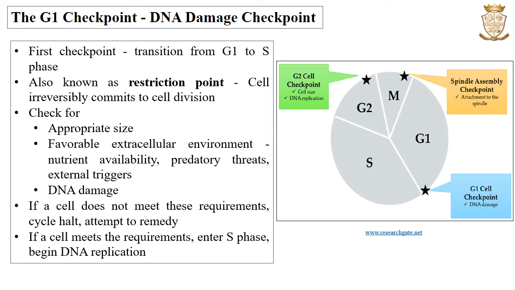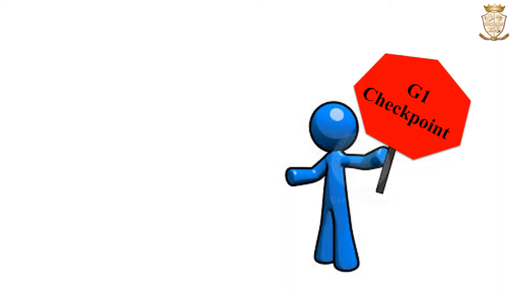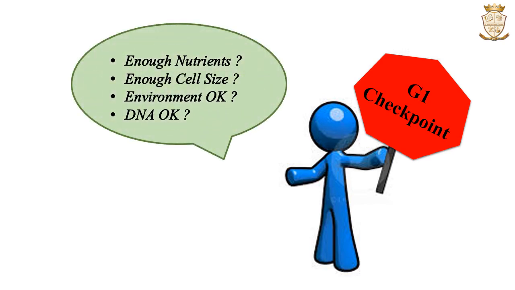If a cell meets the requirements for this G1 checkpoint, it will enter the S phase and begin the DNA replication. So, the G1 checkpoint checks for enough nutrients, enough cell size, is the environment okay, and if the DNA is okay.